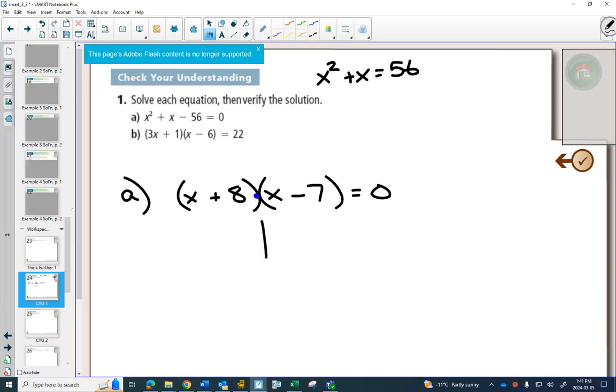Sure enough, it worked. And now x could be 7 if the second one is 0, and x could be negative 8 if the first one is equal to 0. So this answer has two solutions. And if we check the original question, you probably would have guessed 7 squared, 49 plus 7, 56. That one you might have guessed, but the negative one would have been harder to guess.